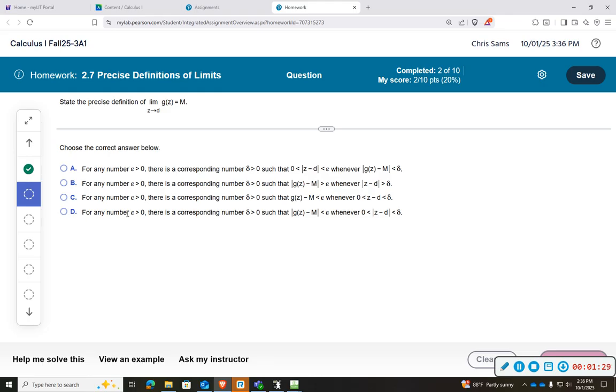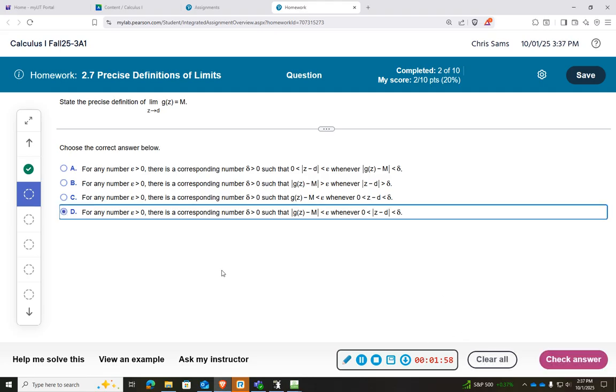Let's look at D. Any number epsilon greater than 0, there's a corresponding delta such that the absolute value of g of z minus m is less than epsilon. So these are your two y coordinates. This is your f of x usually, and this would be your L. So that matches whenever 0 is less than z minus d, so your two x values, and that's going to be less than delta. So this is the one that matches the precise definition with the new variables. So we'll choose D.